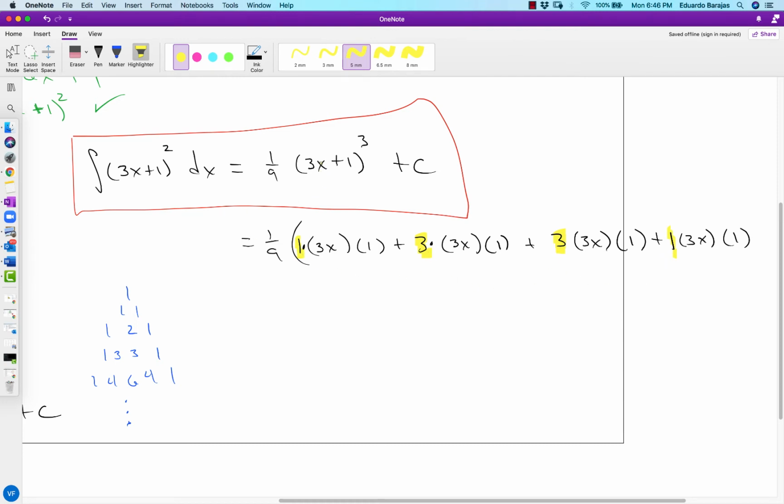Then I copy this term. Let me put it in blue. Well, no, it's.